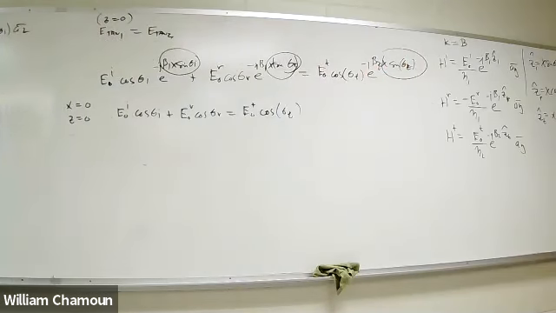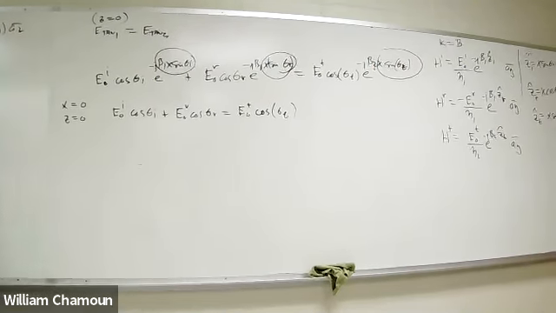Just think to yourself, if you have 1 e to the j theta 1 equal to, say, 1 e to the j theta 2, the only possible way that can be true all the time is if theta 1 equals theta 2. Follow me on that? That's the argument here. So this is where we get Snell's law.